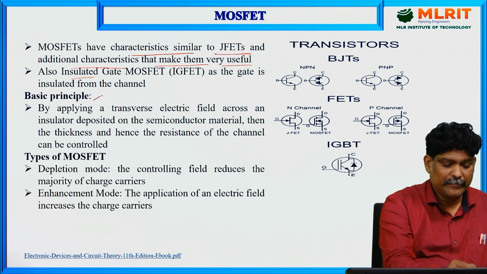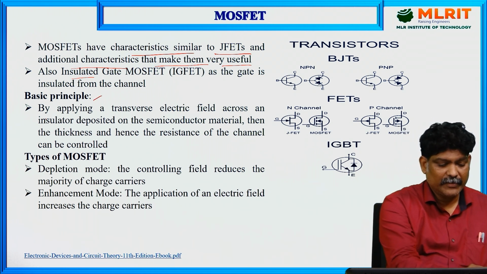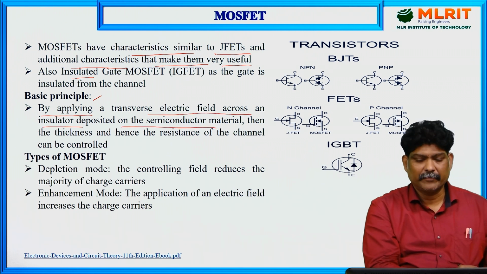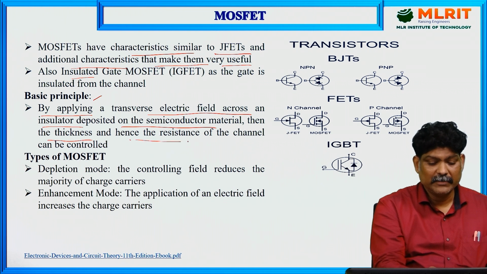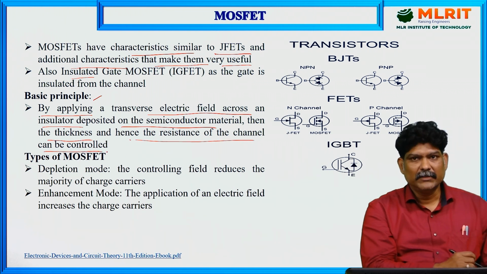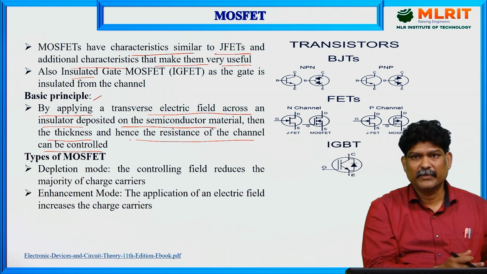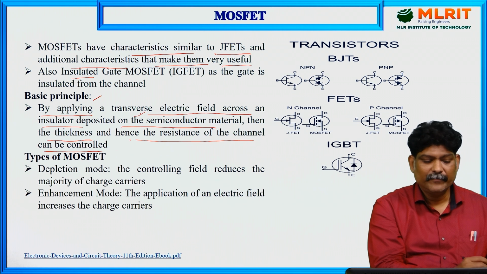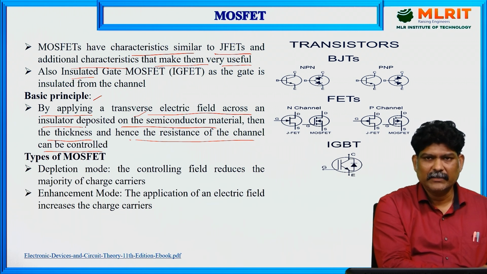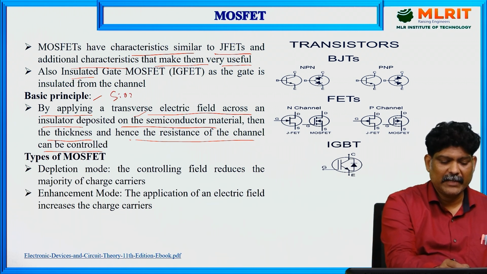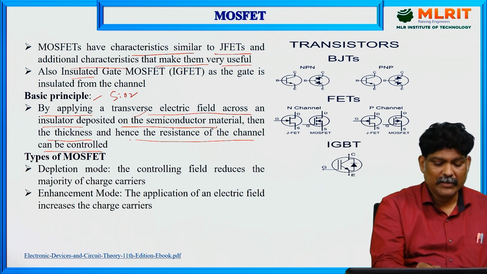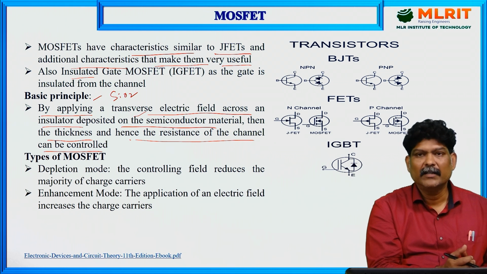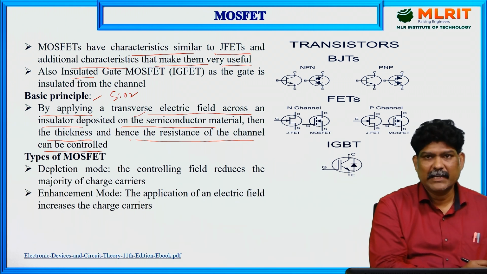So what is the basic principle of MOSFET? By applying a transverse electric field across an insulator deposited on the semiconductor material, the thickness and hence the resistance of the channel can be controlled. If the resistance changes, the current also changes. Here the insulator is the SiO2 layer, deposited on the semiconducting material, and the thickness and hence the resistance of the channel can be controlled by applying this transverse electric field.